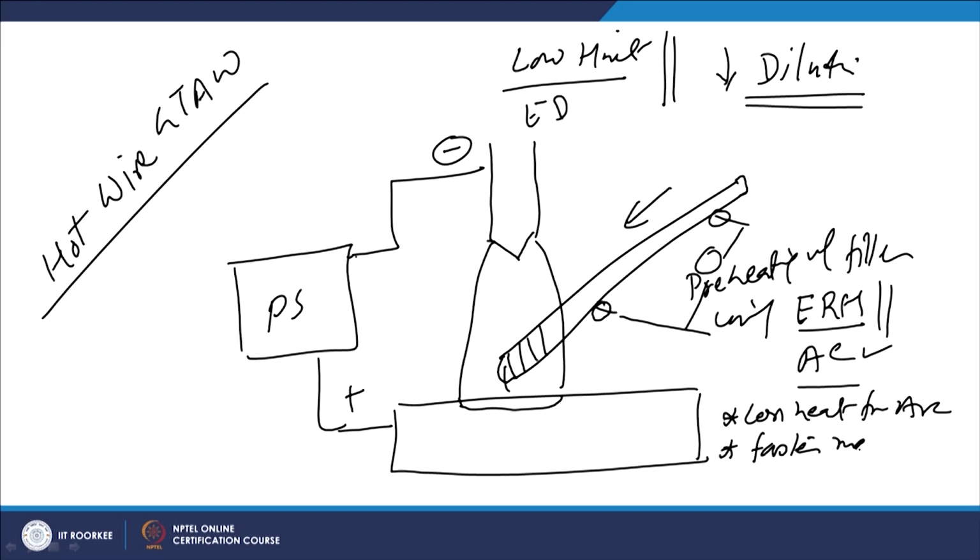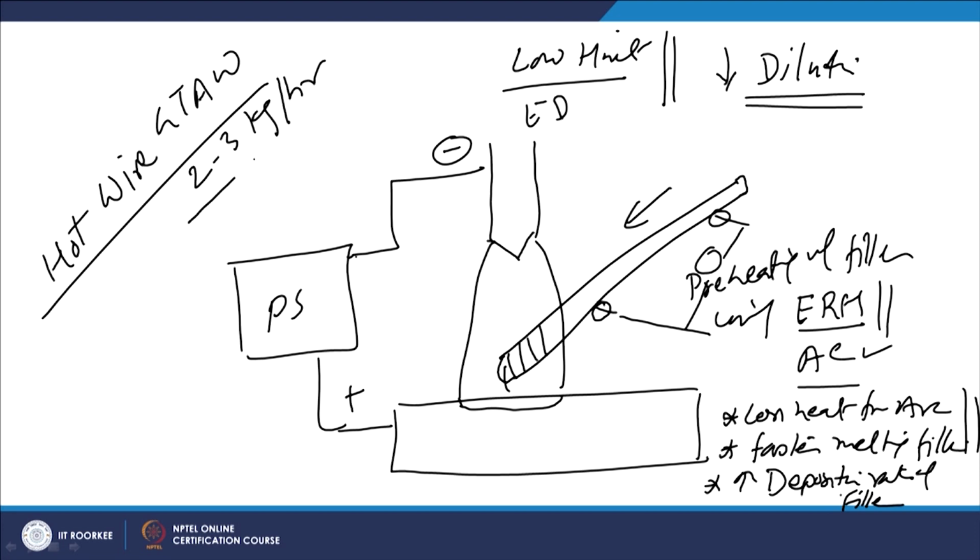So, faster melting of the filler, these two factors in turn increase the deposition rate of the filler which is being applied onto the surface of the substrate. So, as I have said, like 2 to 3 kg per hour filler metal is deposited using the conventional GTAW process, then the hot wire GTAW process can increase this to 8 to 10 kg filler metal deposition per hour.